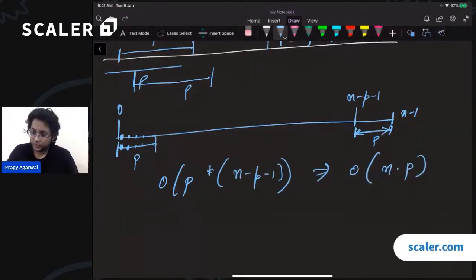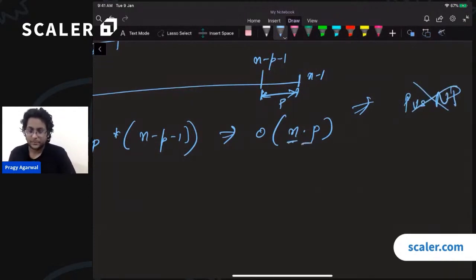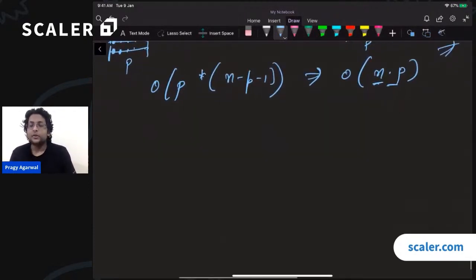Yes? No, this nP is not that P versus NP thing. This nP is just the product of the lengths of the strings. Now the question is, can we do better?